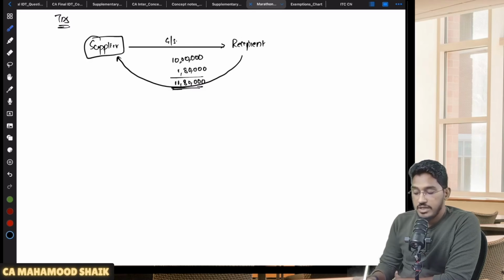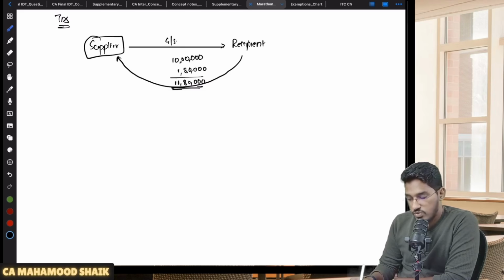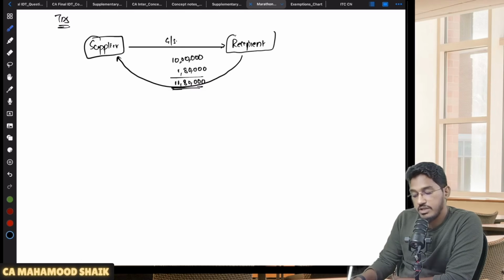So, in case the supplier did not declare his outward supplies in his GSTR1, then what will happen? This liability the government will not get. So, the government wants to avoid it. So, what they have done is put one responsibility on the recipient.